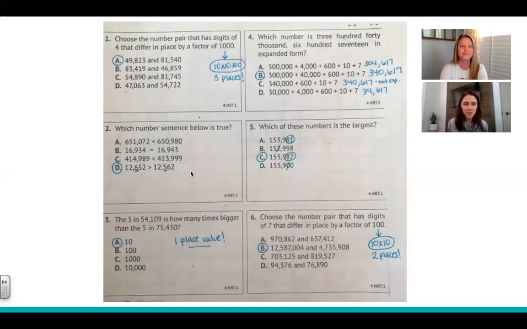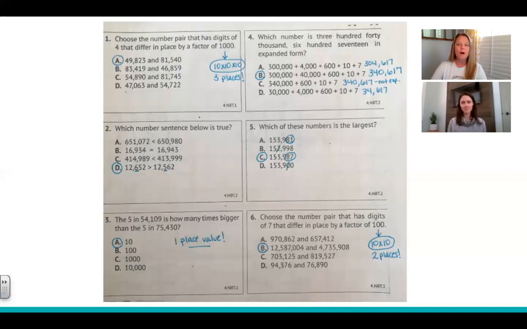Awesome. And then moving on to 3, it says the 5 in 54,109 is how many times bigger than the 5 in 75,430? So underline those 5s if you have it. You're comparing the 2. We know in the second number, the 5 is sitting in the thousands. In the first number, it's sitting in the 10,000s. So you're picturing that number line, or you can flip and look at your actual anchor chart on the front and see that from thousands place to 10,000s place, it is 1 jump of the place value. So when you have 1 jump to the left, it is 10 times larger. So A is 10. Perfect.